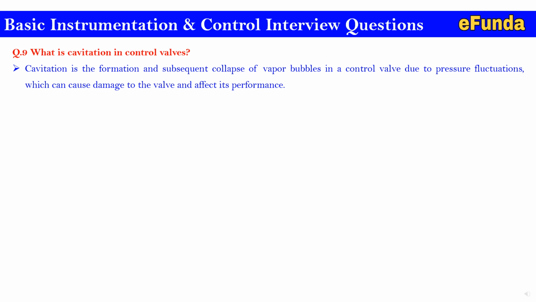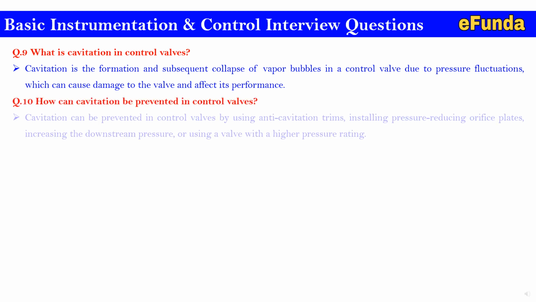Question 10, how can cavitation be prevented in control valves? Cavitation can be prevented in a control valve by using anti-cavitation trims, installing a pressure reducing orifice plate, increasing the downstream pressure, or using a valve with a higher pressure rating.